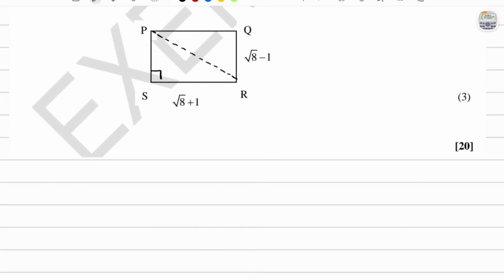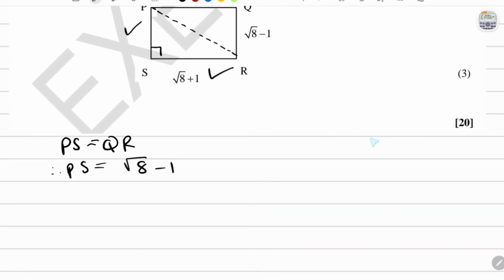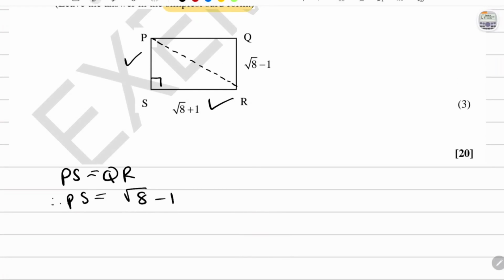So it would mean that we can use Pythagoras. We would need this side and this side, which we have, and then we'll be able to find PR. We actually have PS because this is a rectangle and opposite sides are equal. So PS is equal to QR. So PS is just equal to the square root of 8 minus 1. You can tell them that. If you like, you can tell them because it's a rectangle, but it's not Euclid. You don't really need reasons.